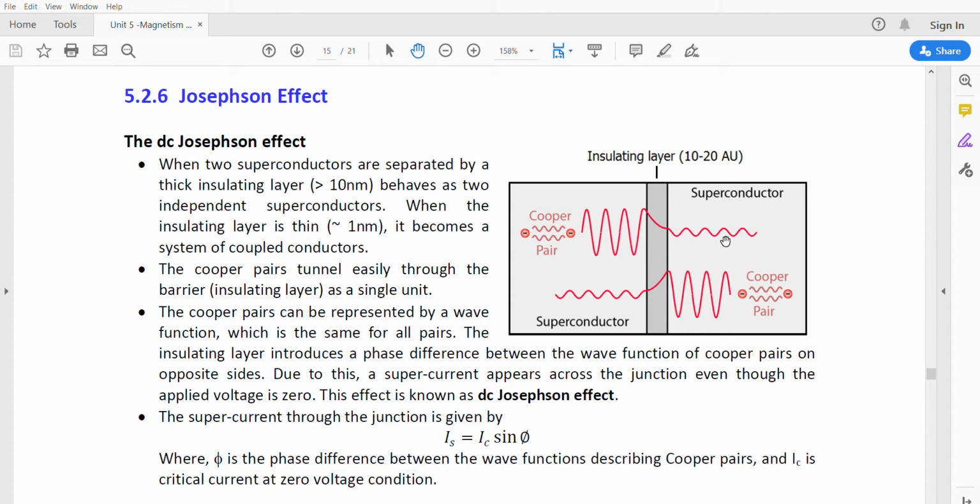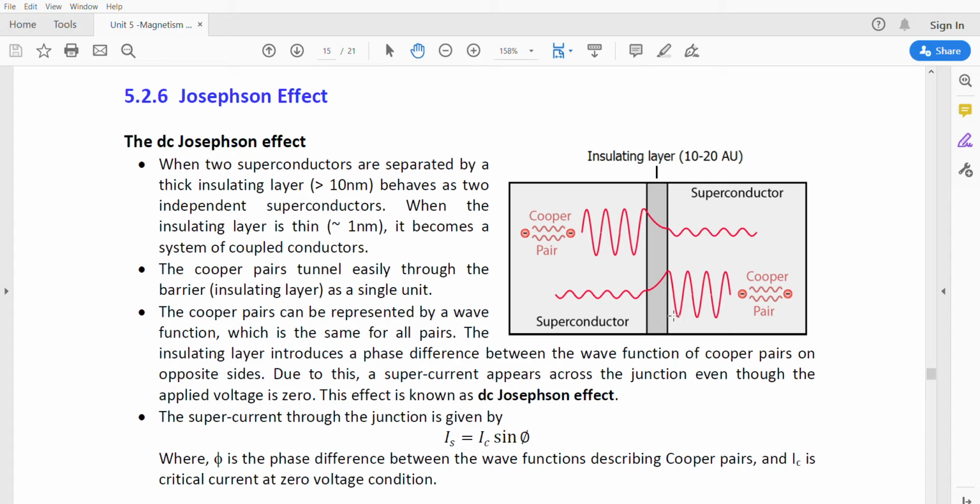We can observe the wave function of the Cooper pairs. If you observe the wave function in the first superconductor and the wave function in the second superconductor, there is a phase difference. That phase difference is said to be phi. The phase difference is introduced between the wave functions of the Cooper pairs in both superconductors after traveling through the insulating material. That phase difference can be calculated using the change in the energy of the Cooper pairs.